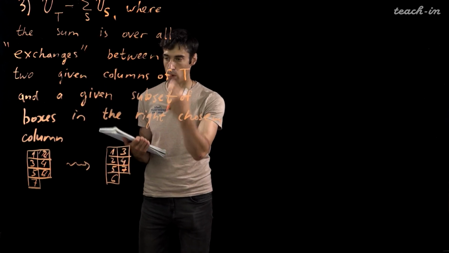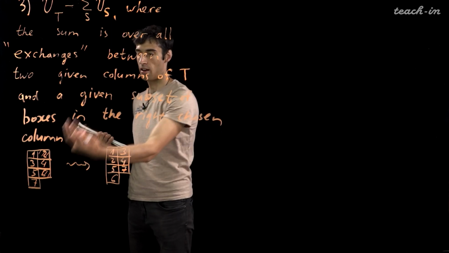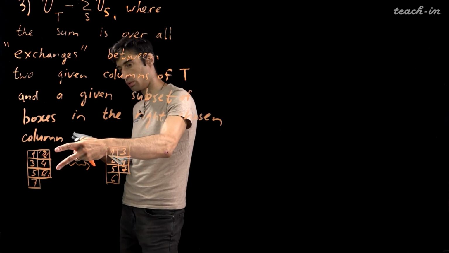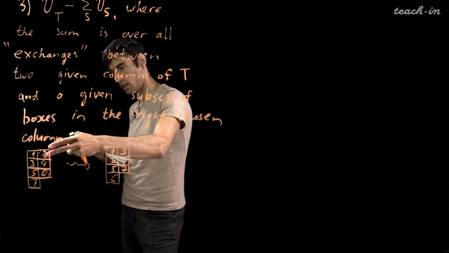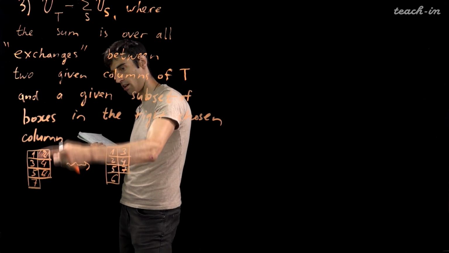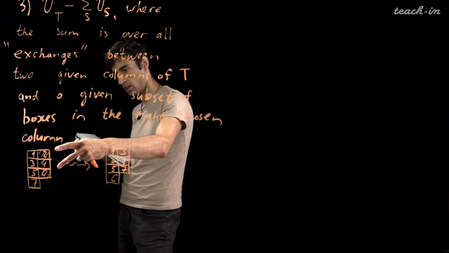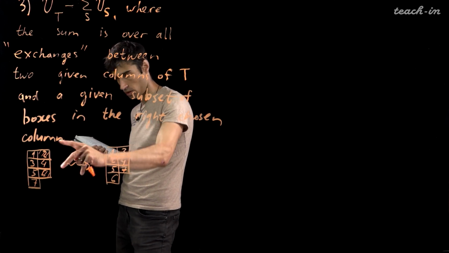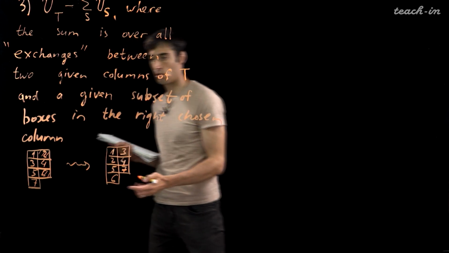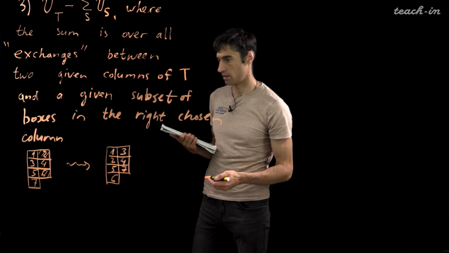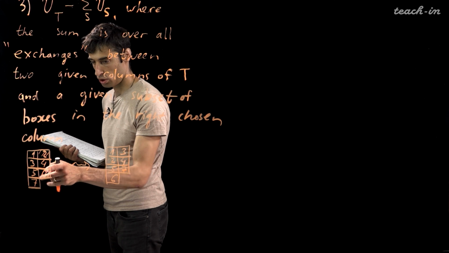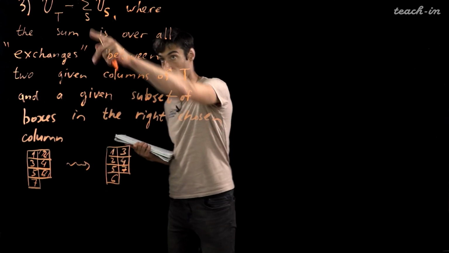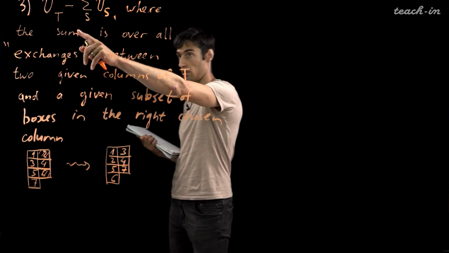So this is an example of one exchange, but here I have a sum, right? So I can put this 2 and 6 in any place in this column consisting of 4 boxes, in a way that 2 is on the top and 6 on the bottom. This is the only rule, right? So in total, I will have 4 choose 2 choices, exchanges in this sum.